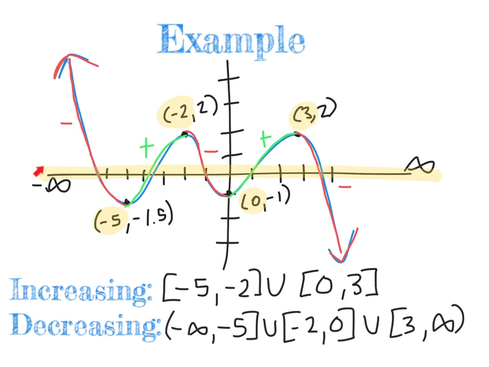So notice how from negative infinity to negative 5, the graph is going downward in this section right here. And this range of values, in this interval, the graph is going down. Then from here to negative 2, the graph is going up. And then from negative 2 to 0, the graph is going back down. From 0 to 3, the graph increases again. And then from 3 to infinity, the graph just goes all the way to the bottom. And that's how we identify an increasing and decreasing interval.